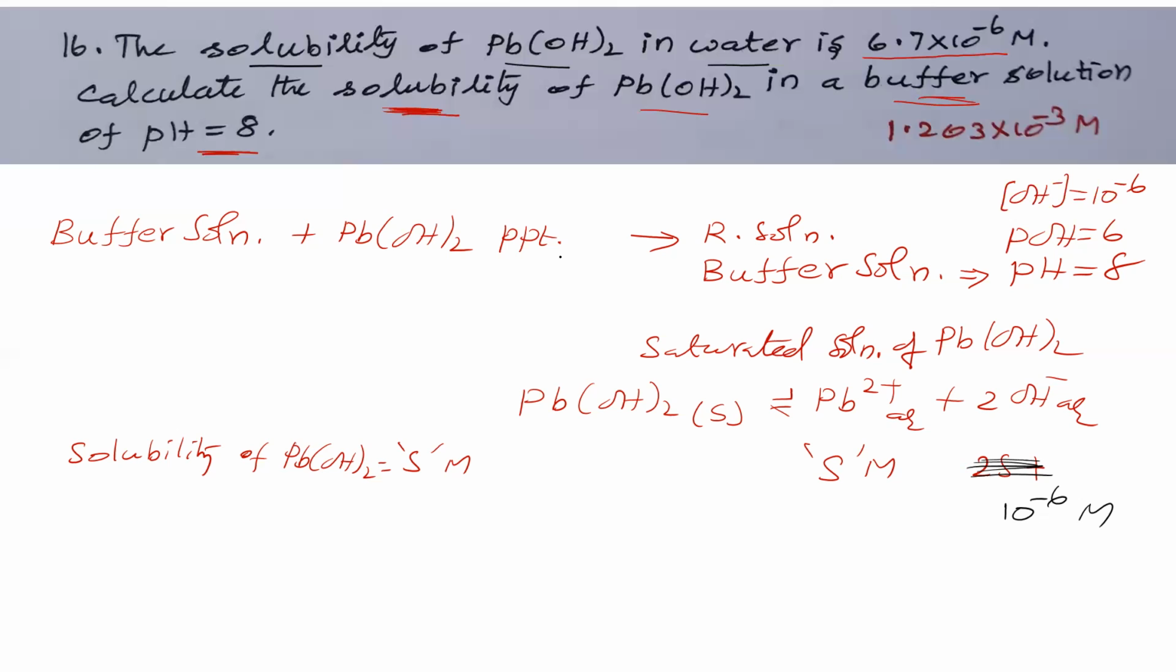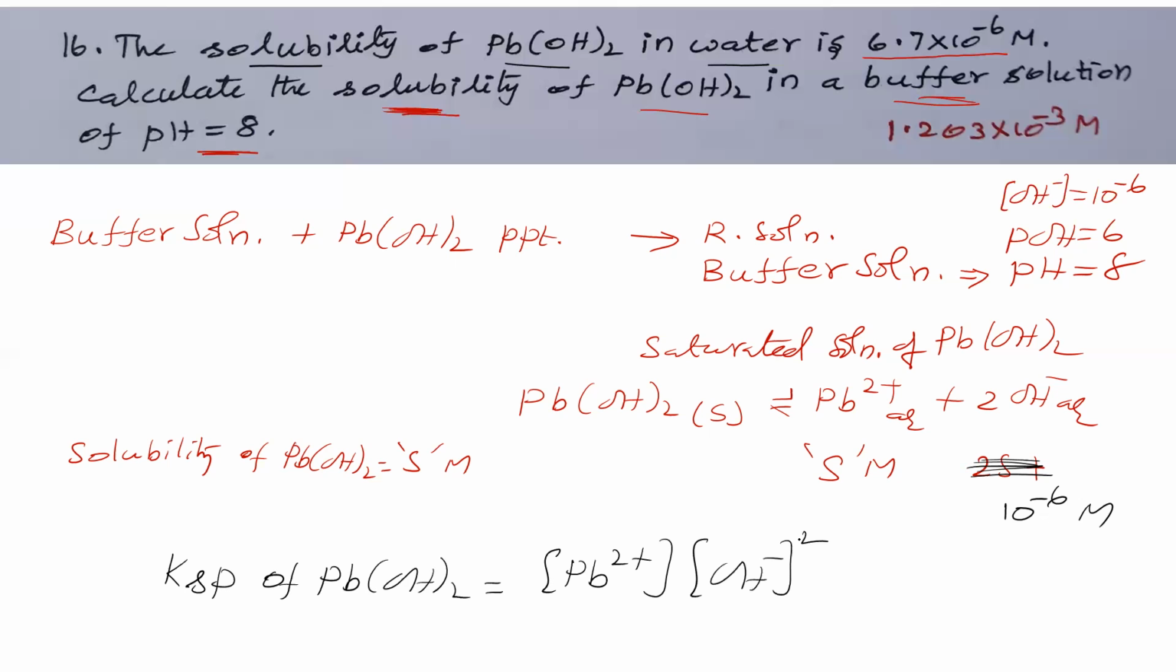Now, what they are asking is to calculate the solubility. So we will go for the solubility product expression. The solubility product of Pb(OH)₂ is equal to the concentration of Pb²⁺ into the concentration of OH⁻ whole power 2. Okay, so we have written it like this.